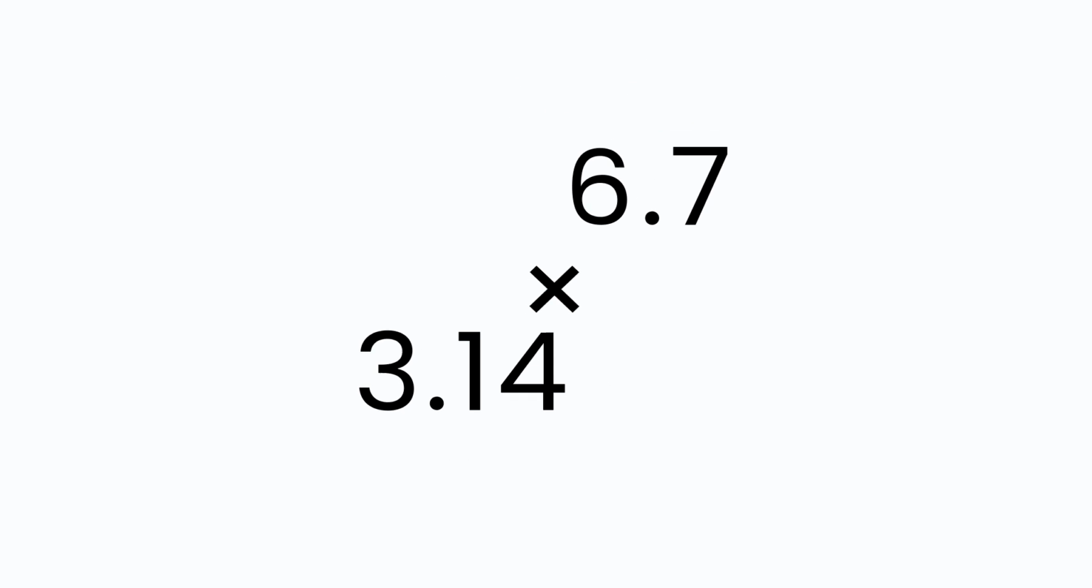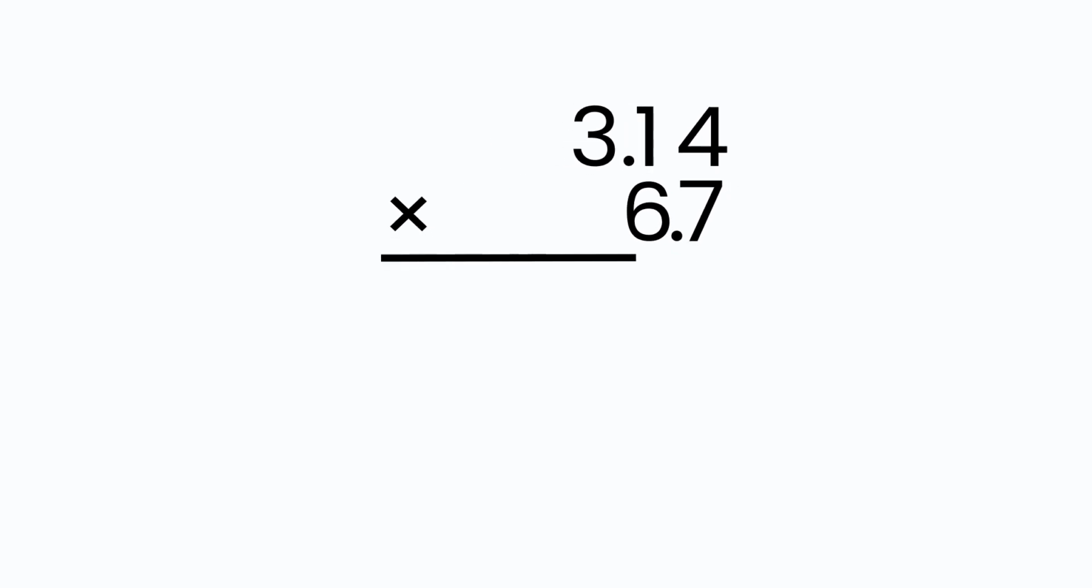When you multiply 6.7 by 3.14, again, you place the shortest number underneath. Make sure both numbers are placed as far right as possible, without consideration for the placement of the decimal point. As usual, you start with the last digit in the bottom number. 7 times 4 equals 28. You place the 8 under the 7 and carry the 2.